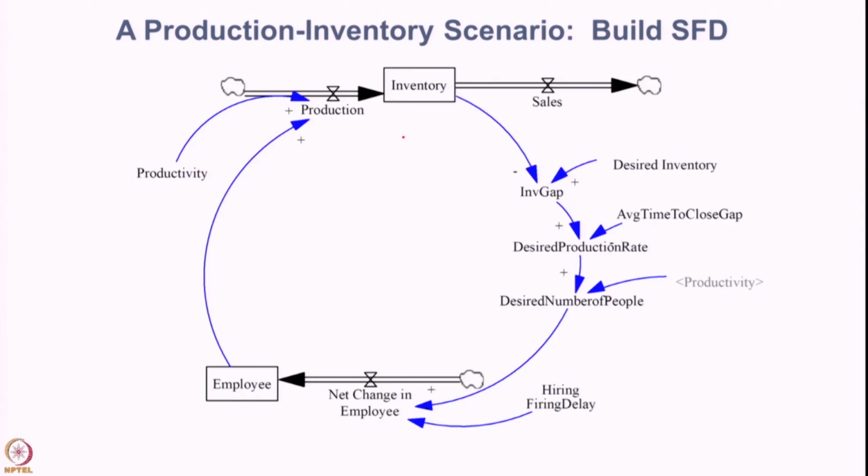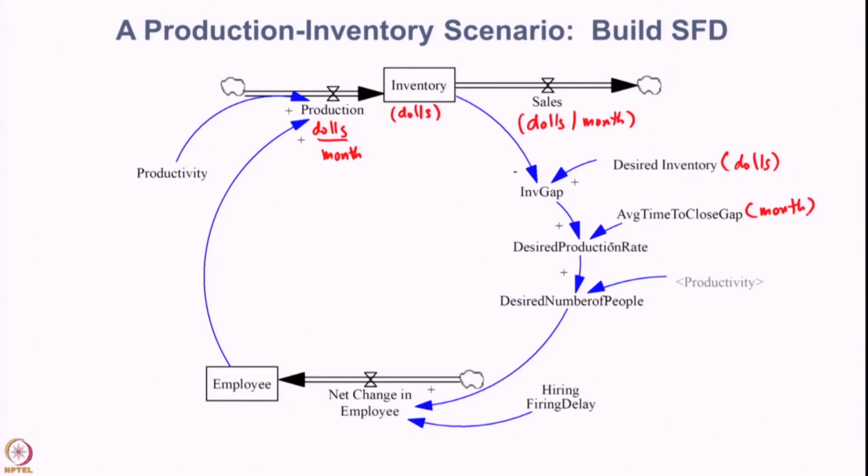Before that, let us write down some of the units. The units of inventory, let us keep as dolls. That means sales is going to be dolls per month, and production is also going to be dolls per month. Desired inventory again is going to be dolls. Inventory gap is nothing but desired inventory minus the actual inventory. Average time to close the gap, again, will be in months.